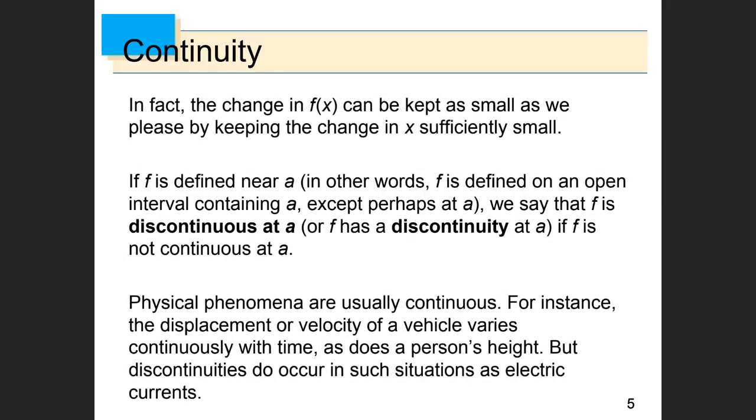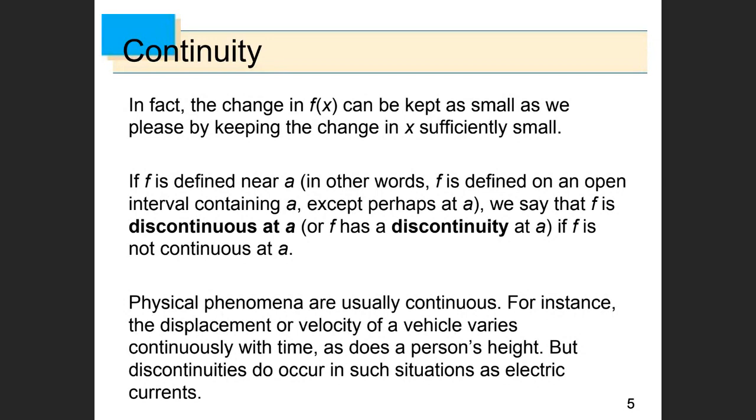Okay, so we say that if f is defined near a, remember, when I say near a, we're looking at some values close to a, not a itself, then we say that f is actually having a discontinuity. So for example, if f of a is defined, but your limit as x approaches a does not exist, you say the limit or continuity is not defined, so we say it's not continuous.